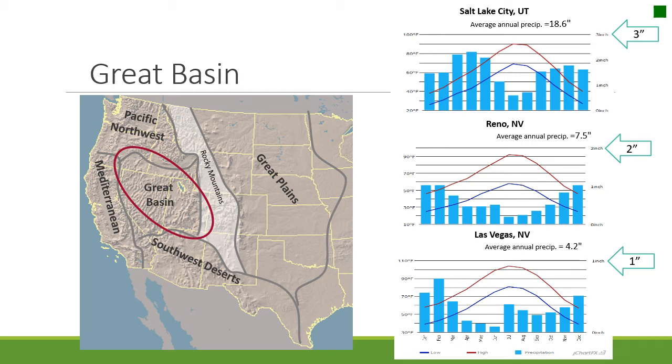But look at those levels in Salt Lake City. It's very uncommon to have 3 inches of precipitation in a month. 2 inches in Reno or 1 inch in Nevada in any one month would be uncommon. The temperatures are higher here than we saw in California or in the Pacific Northwest also. So hotter summers, a little bit of moisture every year, but overall much less moisture.